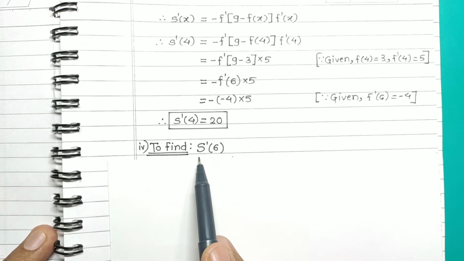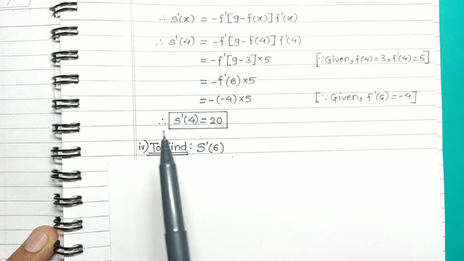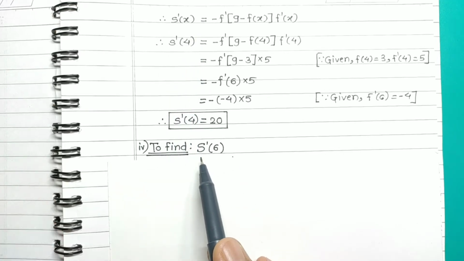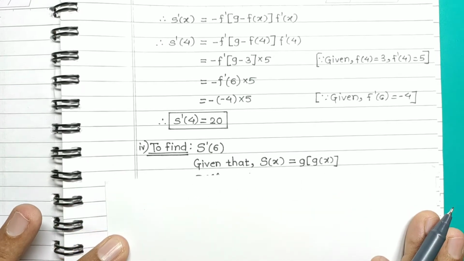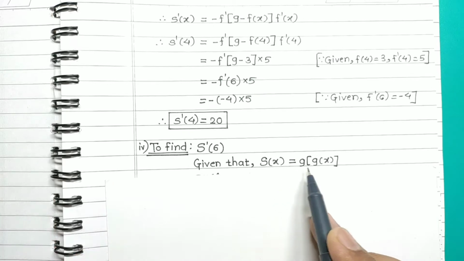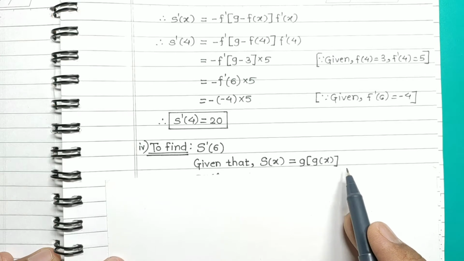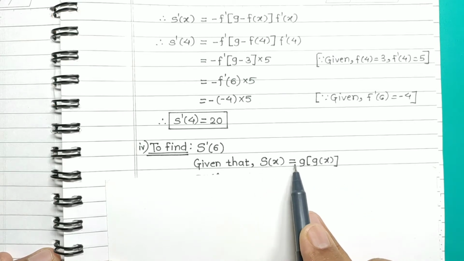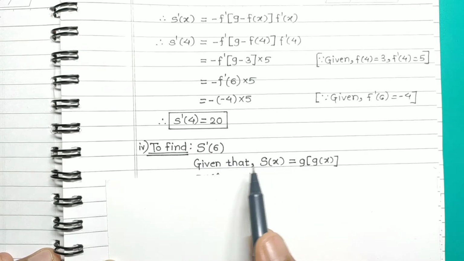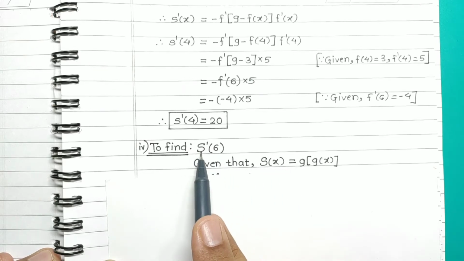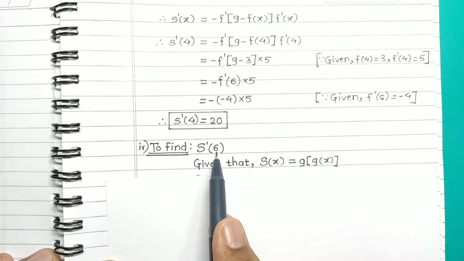Here capital S is given, and in the third sub question we are given small s function. Okay, so let's say it as capital S dash of 6, and we are given that capital S of x is equal to g of g of x. Okay, this is function capital S of x. We have to find out S dash of 6. That means it is the derivative of this S function at x is equal to 6.